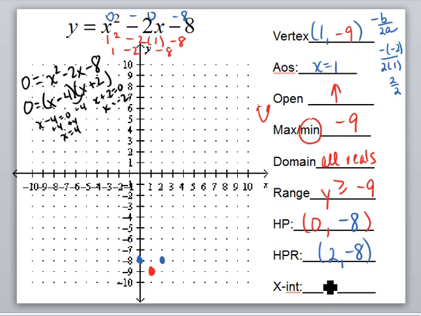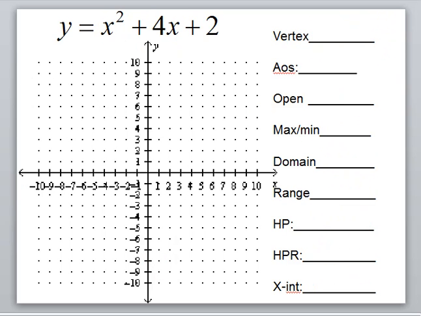So my x-intercepts are 4, 0 and negative 2, 0. So I've got a couple more points I can put on here, 4, 0 and negative 2, 0. And then I can use all 5 of those points to make a much better picture of my quadratic function. I will get started on the second one, however, I won't get it finished during this video.